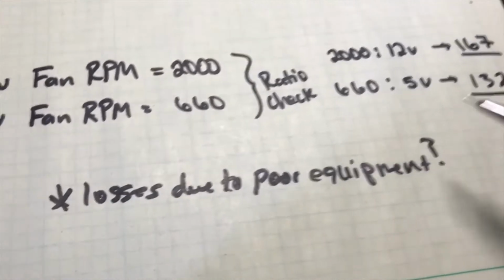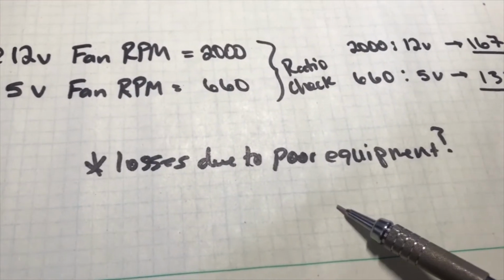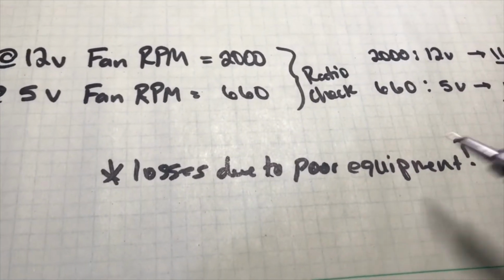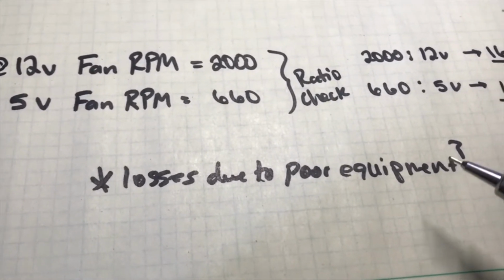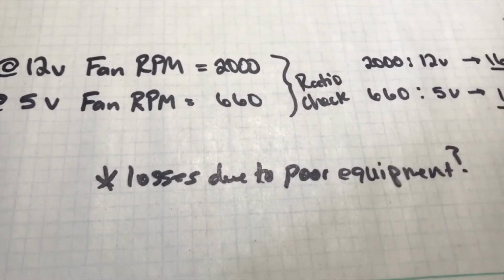Maybe lower slightly because the fan is broken. The few fan blades that I did break off are causing the fan to rattle a lot, so that could definitely halt the fan speed a little bit.